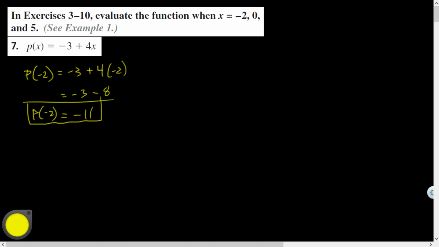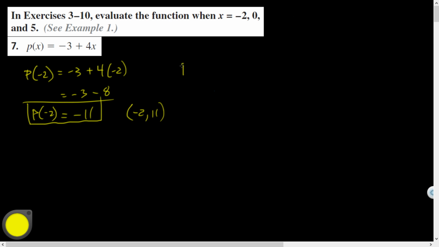That means when I plug in -2, I got -11 back. It is equivalent if I wrote this as the ordered pair (-2, -11). It is equivalent if I graphed this, if I went left 2 and down 11. That's the graphical solution of (-2, -11). These all represent the same thing, okay? And yesterday we were talking about this function notation of how we can represent that.